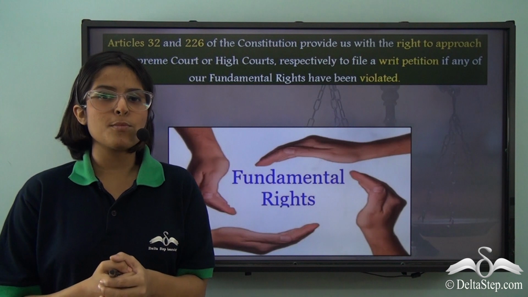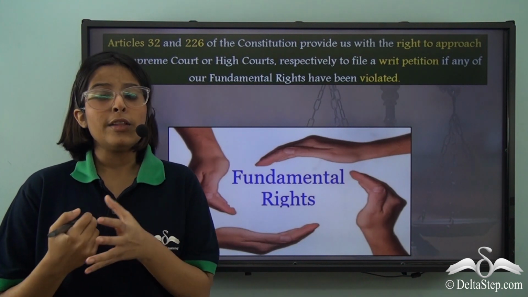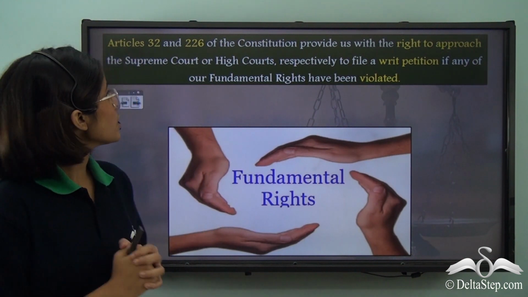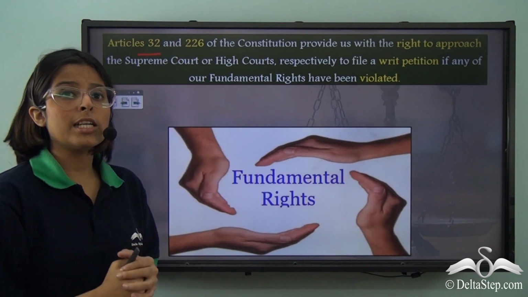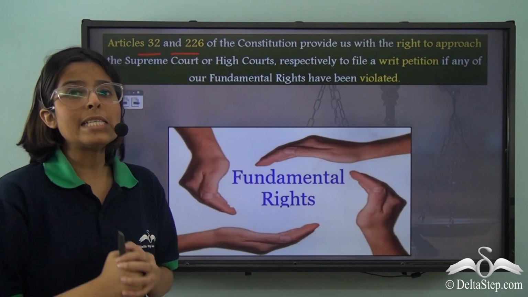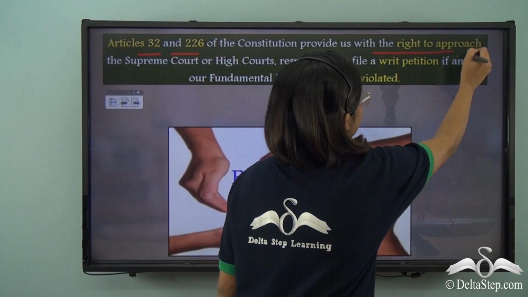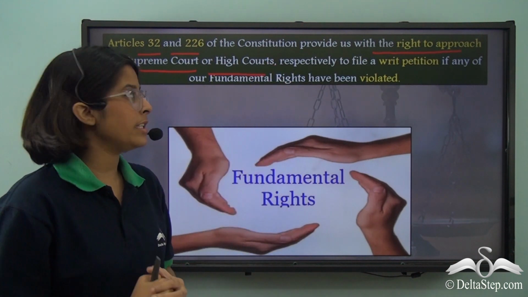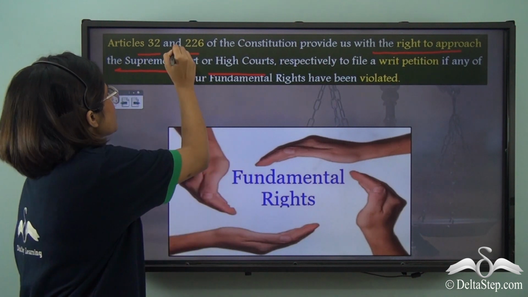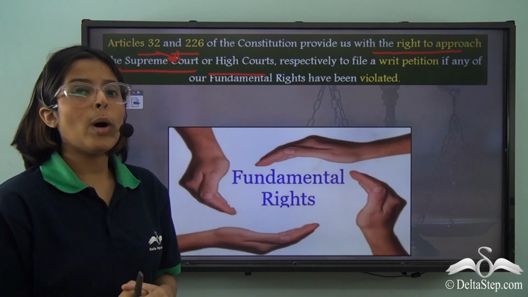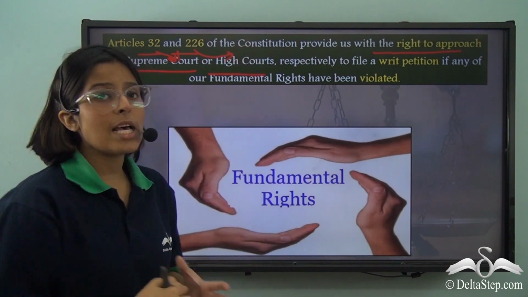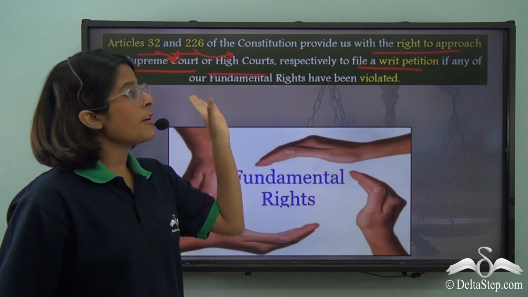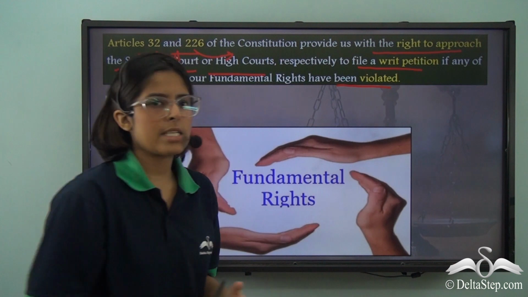Thankfully, our constitution makers were also aware of this problem. They made a solution so that we could protect our fundamental rights. So the constitution has given us articles 32 and 226, which provide us the right to approach the Supreme Court or the high courts respectively, which means article 32 helps us to approach the Supreme Court, while article 226 helps us approach the high court to file a writ petition if any of our fundamental rights have been violated.